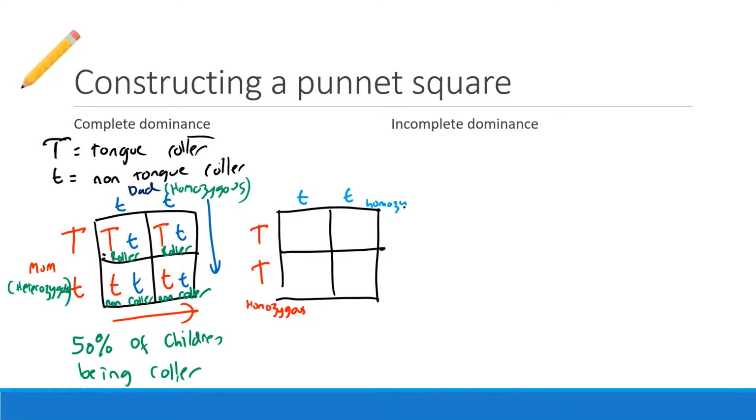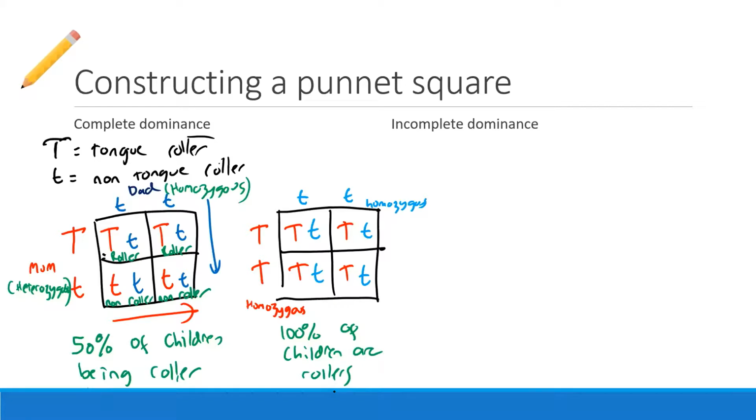So what happens if we mix two of these together? Well, we're going to fill the lowercase t's in first, going down. Then I'm going to fill the lowercase t going across. In this case, they are all capital T's. All of them would be rollers. So 100% of children are rollers.